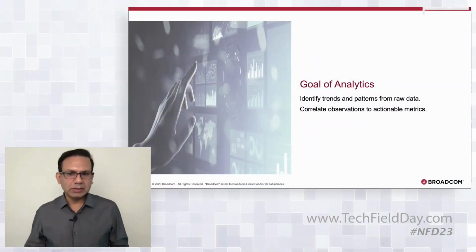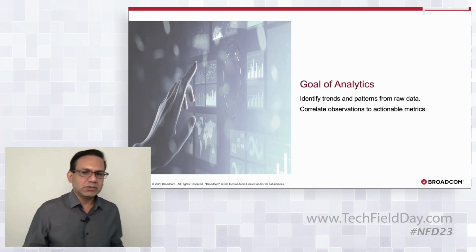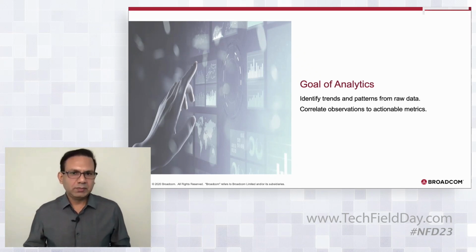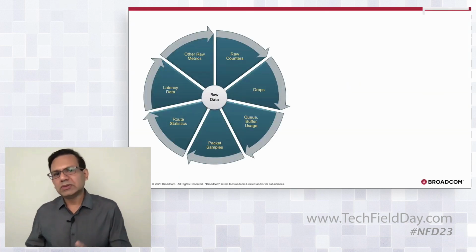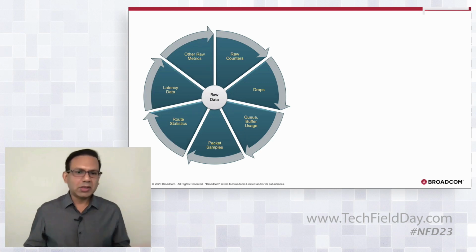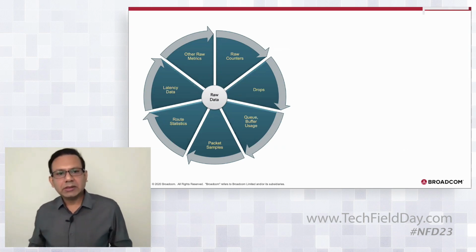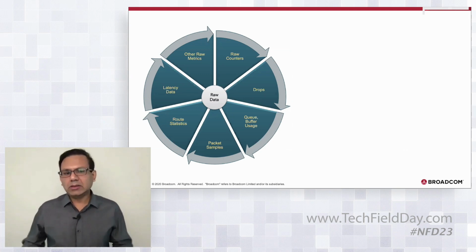What is the goal of analytics? We want to identify trends and patterns from the raw data that's being collected, and we want to correlate these observations to actionable metrics. Now, when you look at the raw data, there's a bunch of different types of data that we get. You could get raw counters, drops, queue and buffer usage in your switches, maybe packet samples. You could get route statistics. You could get latency data, and a lot of other things. And you are trying to look at all of this and distill down insights that are actually useful to you.